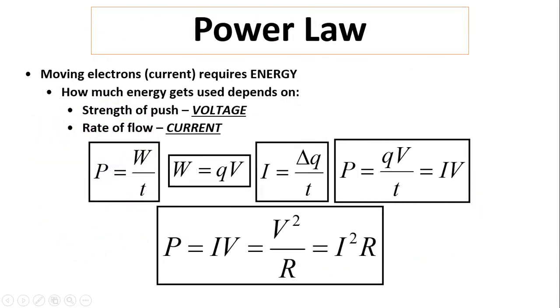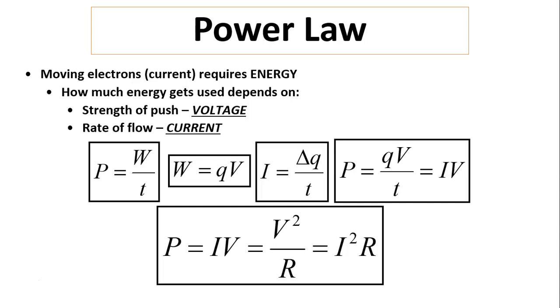So in electricity, here's the power law. To move electrons requires energy. How much energy is used depends on the strength of pushing. That's voltage. With higher voltage, you push the charge a lot more strongly. The other thing that affects how much energy the electrons have is the rate of flow. How many charges are you pushing? Current, in the unit of time.